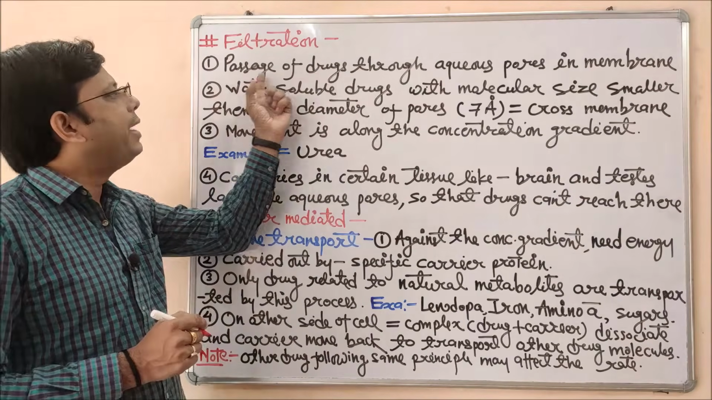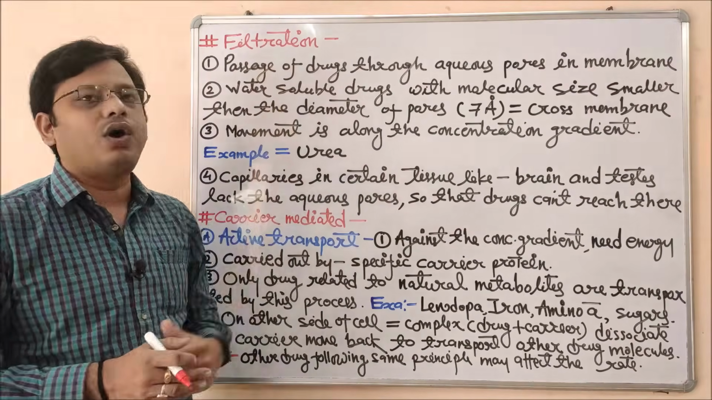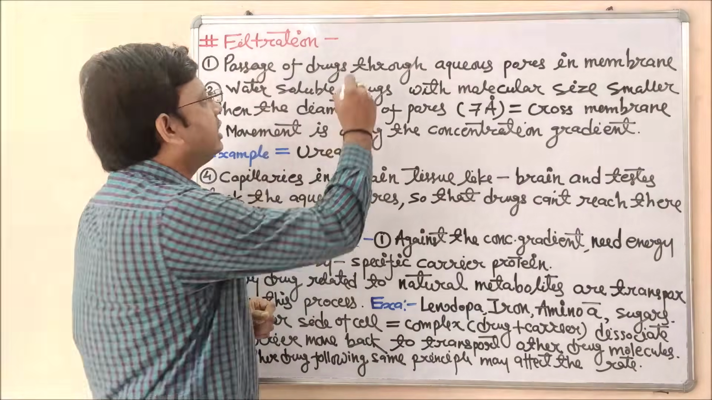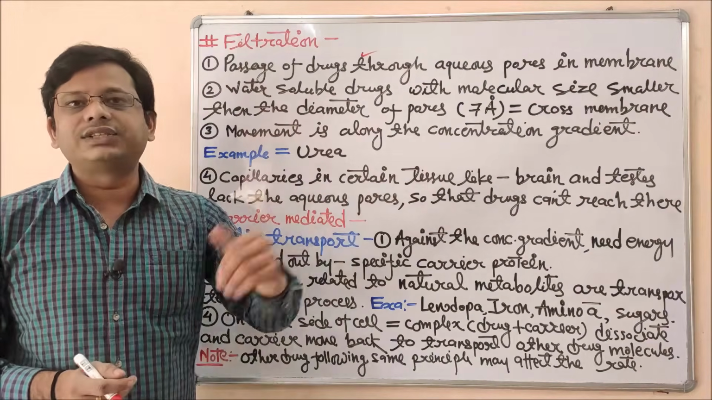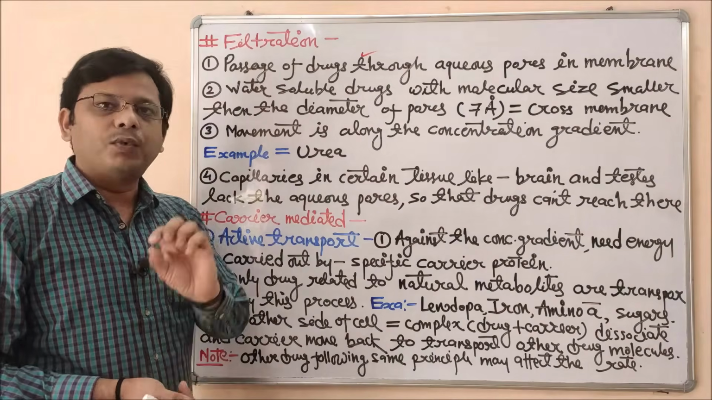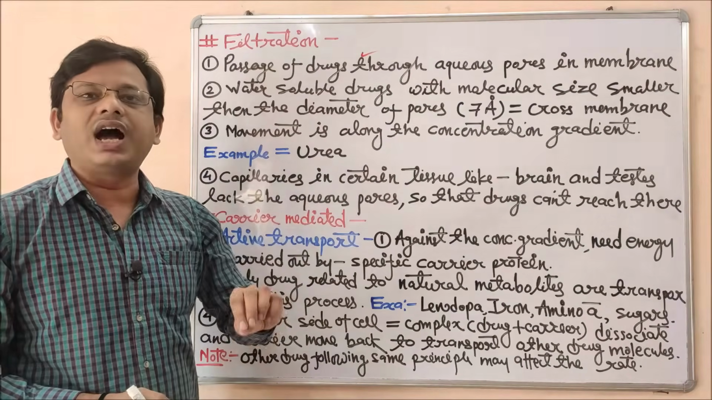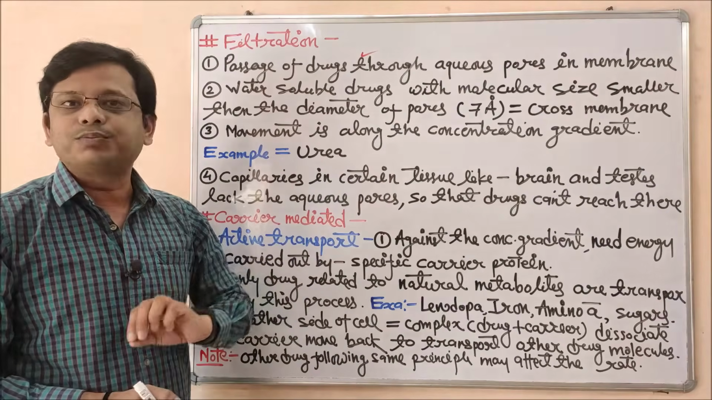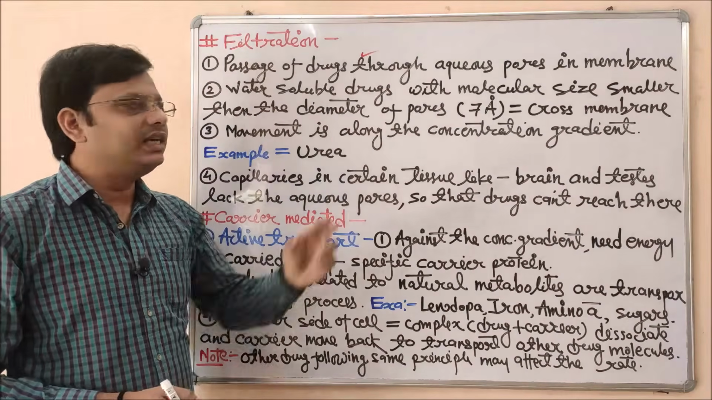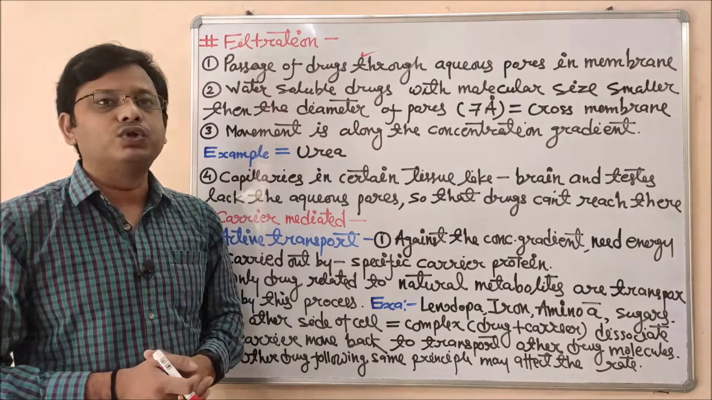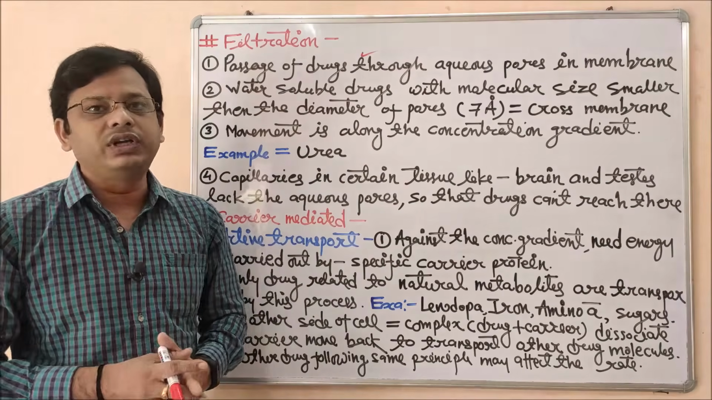Now see the points. Passage of drug through aqueous pores in the membrane is the characteristic phenomenon of filtration. That means there is a requirement of aqueous pores if you want to allow the drug from the extracellular space to the cytosol of the cell. Pore is very important. Which type of pores? Aqueous pores. That means those drugs are water soluble. Next, water soluble drugs with molecular size smaller than the diameter of the pores, which is generally 7 Angstrom, can only cross the membrane, as I have shown you in the diagram.